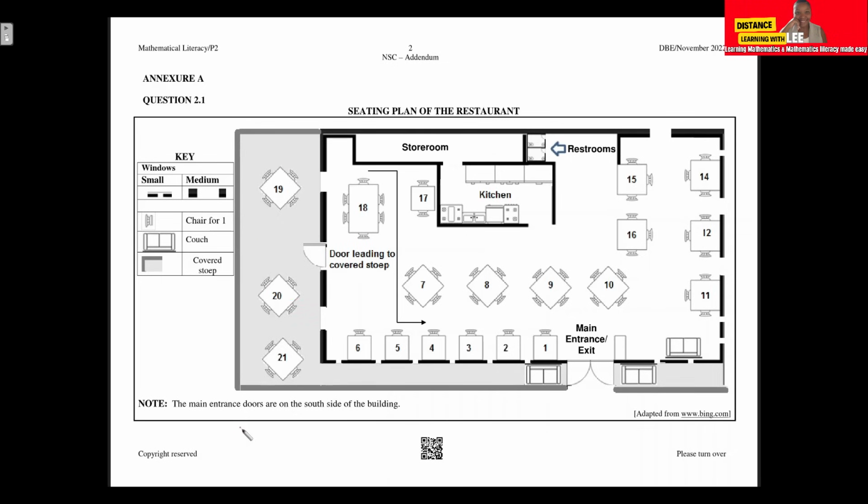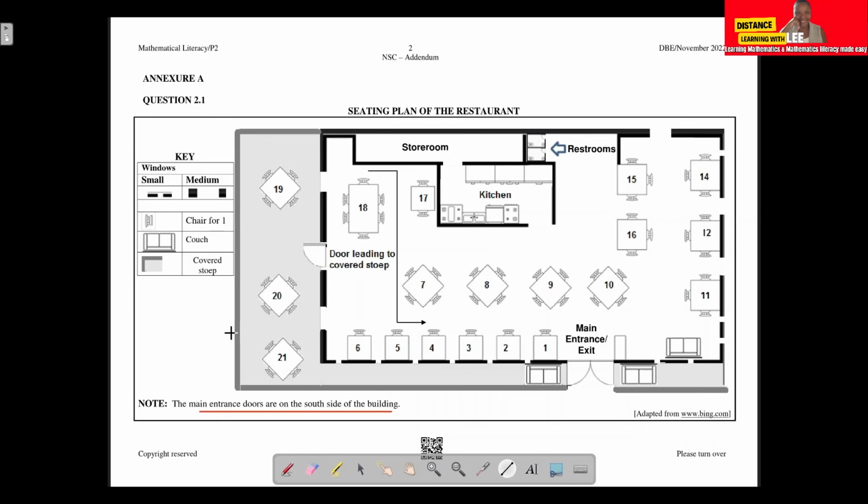Okay, right. We are also told to note the main entrance door. The main entrance doors are on the south side of the building. So here, guys, if you can see, we're not really given a compass where we are told that, okay, this is actually the north. But we are given this very important information here, right? We are told that the main entrance doors are on the south side of the building. So if we can find where the main entrance door is, then we will be able to know where the south side of the building is.